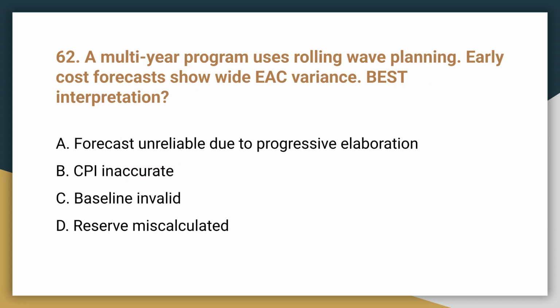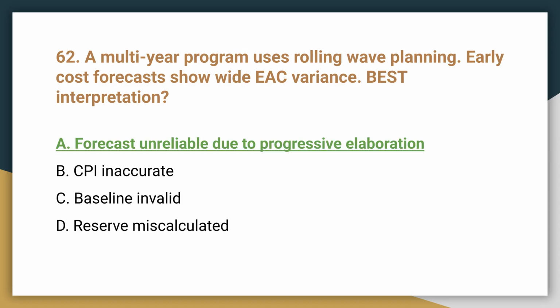Question 62. A multi-year program uses rolling wave planning. Early cost forecasts show a wide estimate at completion, or EAC, variance. What is the best interpretation? The best interpretation is that the forecast is unreliable due to progressive elaboration. Early in a program, progressive elaboration means less detail is available, leading to wider forecast variance.